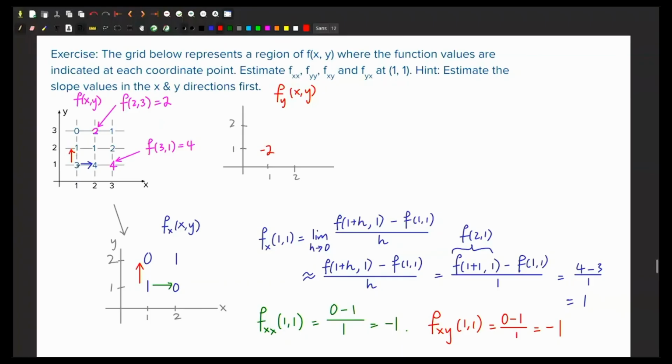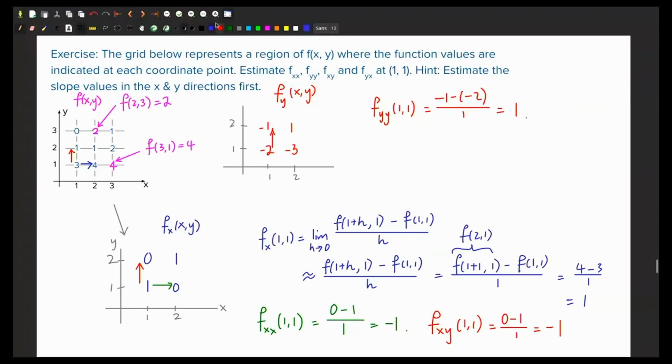Then at 1, 2, 1 drop to 0. Minus 1. Then at 2, 1, 4 drop to 1. Minus 3. At 2, 2, 1 increase to 2. So 1. So therefore you can do your f sub yy already at 1, 1. You can see 1, 1, right? So you have to step in the y direction. So it's minus 2 to minus 1. Increase by 1. Minus 1 minus minus 2, divide by 1. So therefore this guy is what?